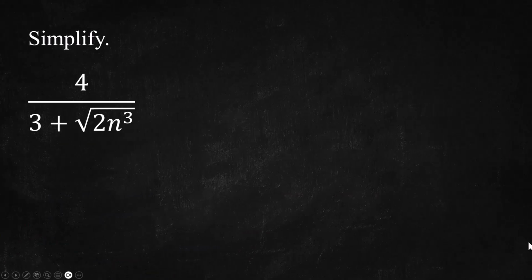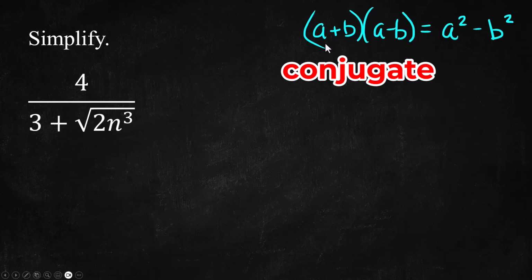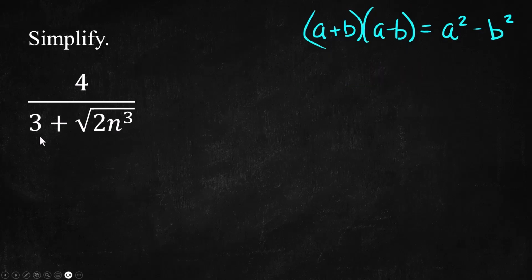Let's simplify this. Now, this is a little bit different, and you have to do something here called the conjugate. But if you forget the word, remember this. From Algebra 1, if you multiply a plus b times a minus b, you get a squared minus b squared, the difference of 2 squares. We're going to use this to manipulate this denominator to lose that radical.